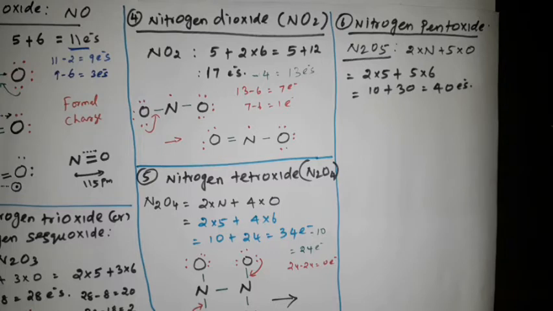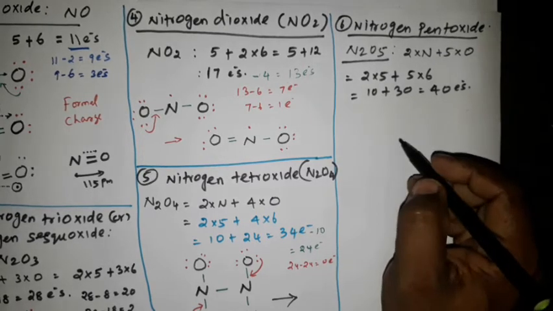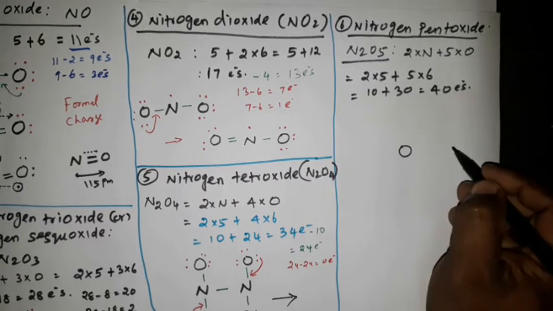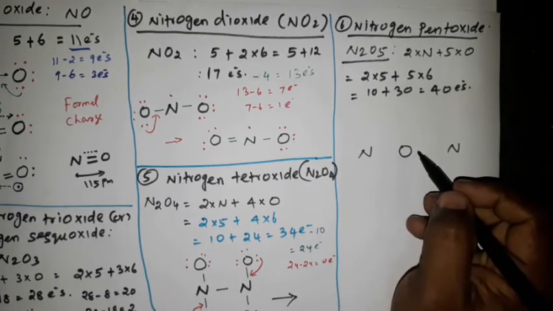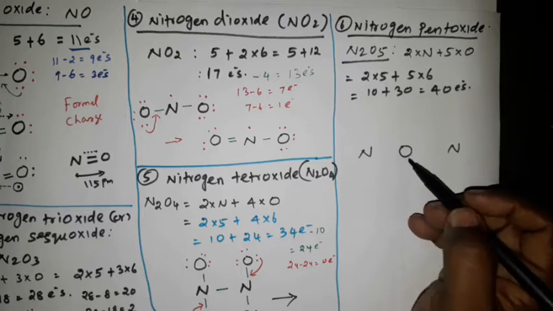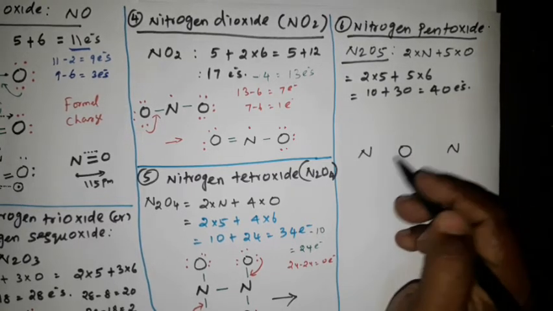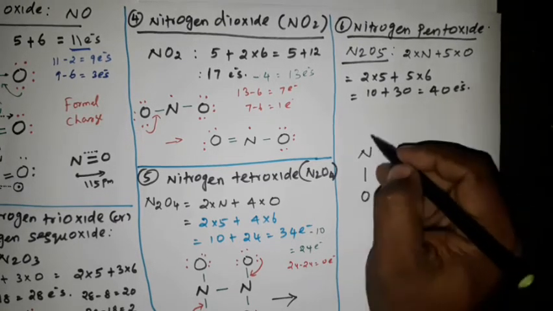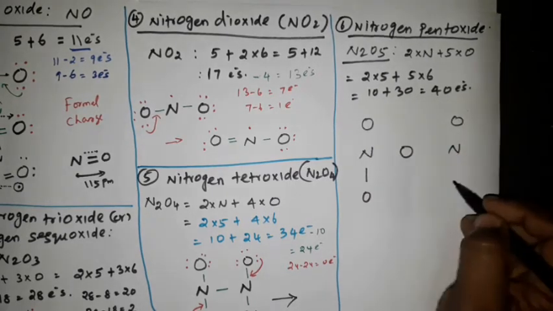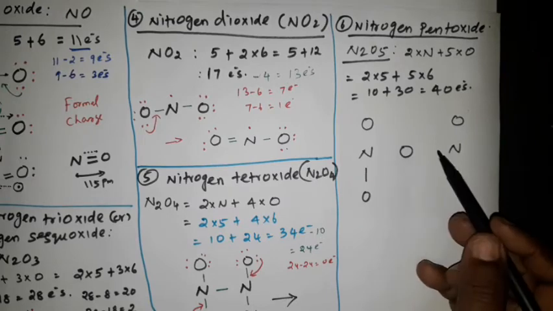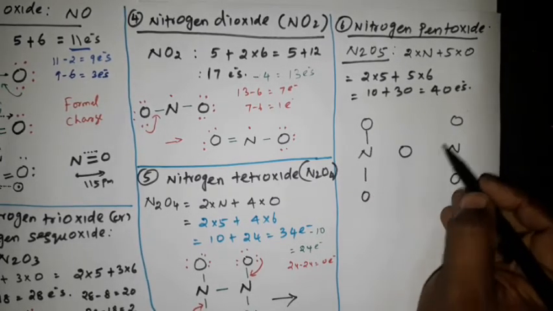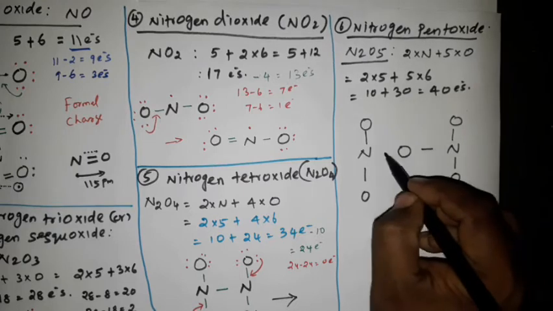Now next step, write the symbol of atoms. Here I am going to write oxygen in the middle, then both side nitrogen atoms. Then there will be 5 oxygen atoms, out of which one is already present here. Then oxygen, oxygen, oxygen, oxygen. So total 5 oxygen atoms. Okay. Then 2 nitrogen atoms. Then draw single bond between all the atoms.